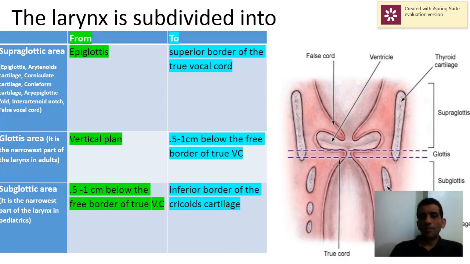The larynx is subdivided into the supraglottic area, the glottic area, and the subglottic area. The supraglottic area extends from the superior part of the epiglottis to the superior border of the true vocal cord. The glottic area extends from the vocal cord down 0.5 to 1 cm below the free border of the true vocal cord. Below this, to the inferior border of the cricoid cartilage, is the subglottic area.